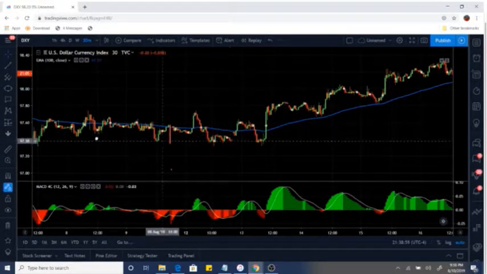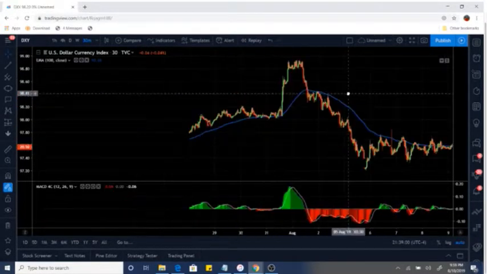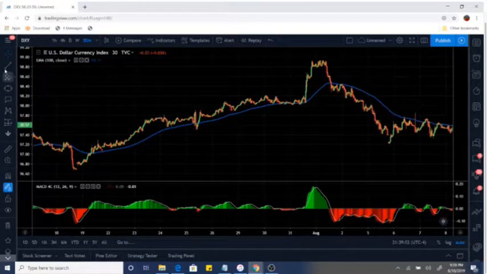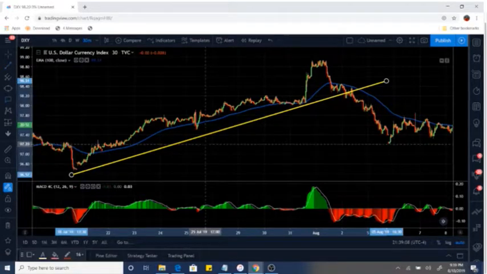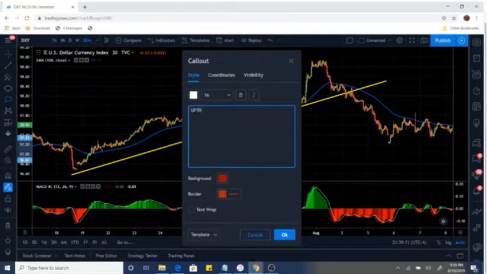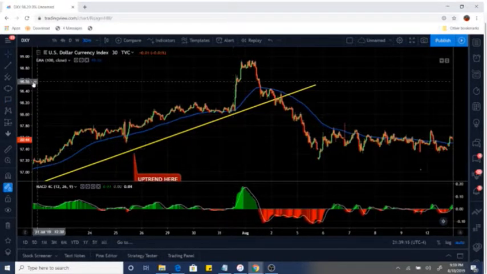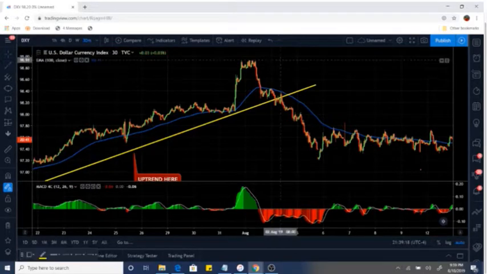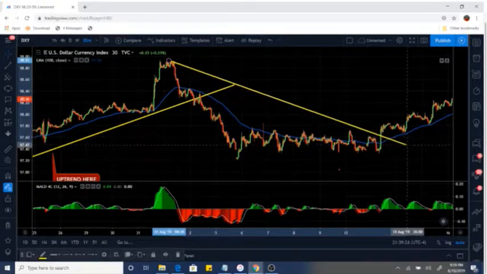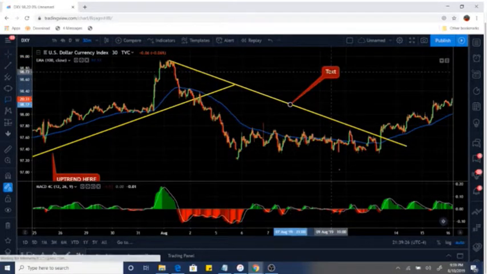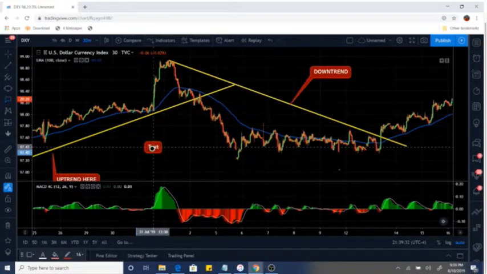As you can see, I'm on the 30-minute. So for example, if I stay on this 30-minute and do this, you see here, I have an uptrend. This is my uptrend here, and this is my downtrend here. Uptrend, downtrend. Uptrend, downtrend.